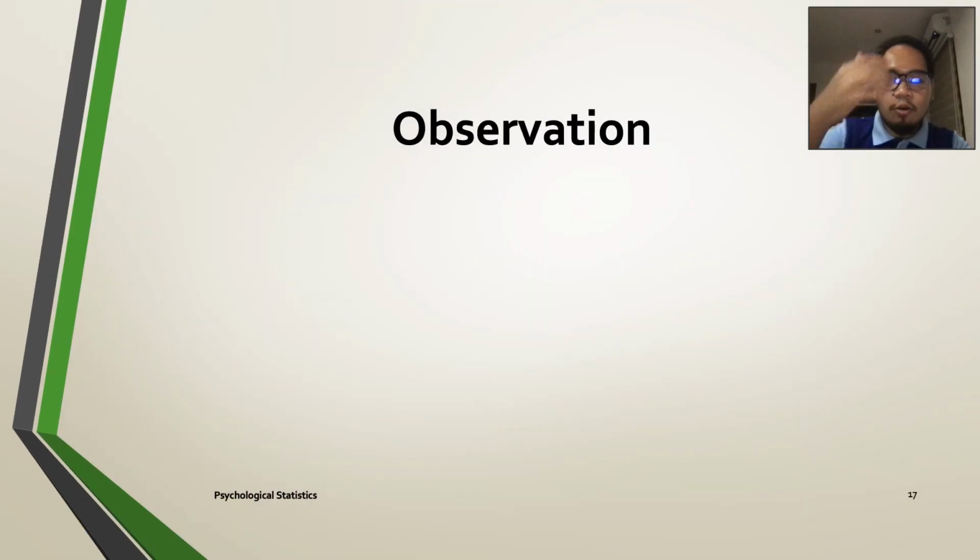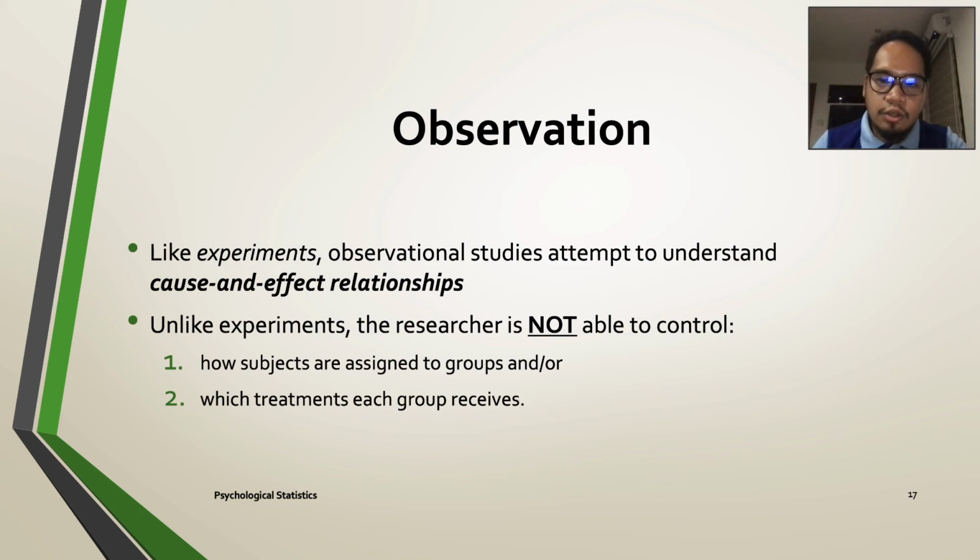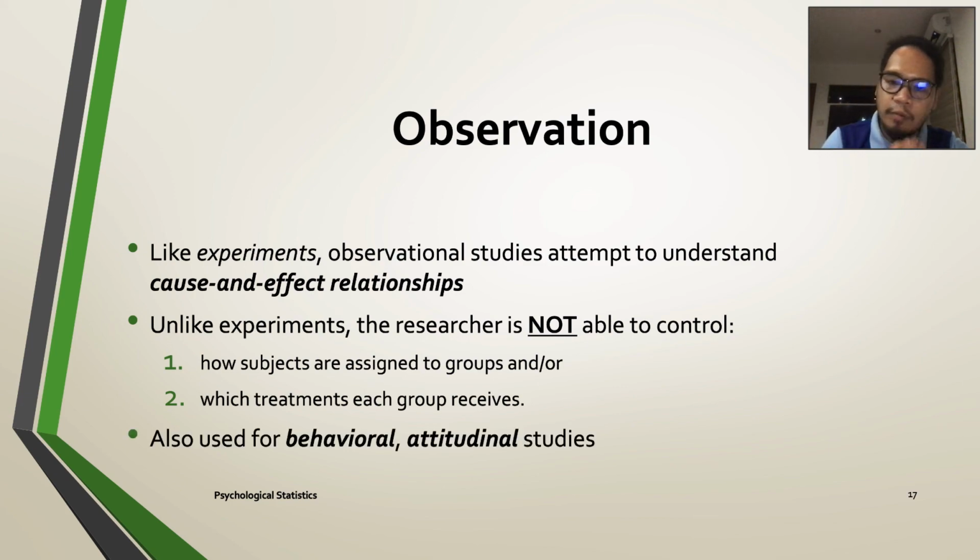Lastly, we have the observation type, which we mostly do in psychology. That's why we have a psychological laboratory, a psych lab, where we are observing behavior and attitudes. These are observational studies which attempt to understand cause and effect relationships. Unlike experiments, the researcher is not able to control how the groups are assigned and what treatments to use, because you're simply observing and taking down the attitudes and behaviors of your subjects or participants. It is also used for behavioral and attitudinal studies.